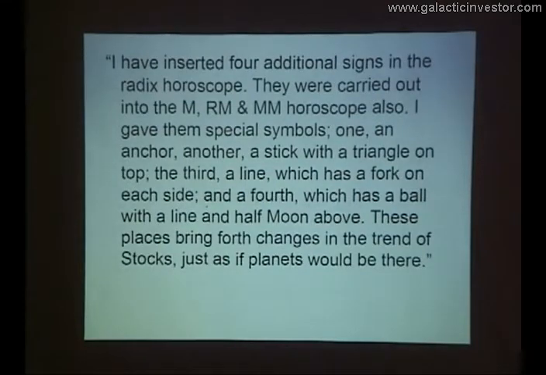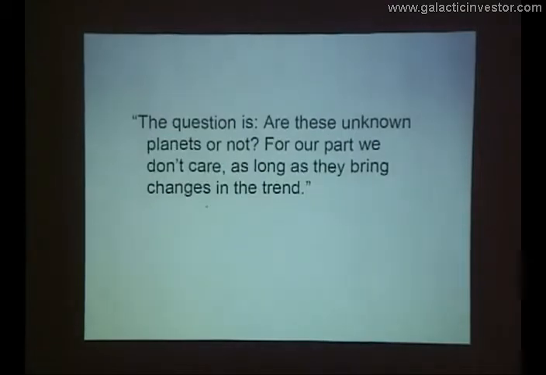I gave them special symbols. 1, an anchor. Another, a stick with a triangle on the top. The third, a line which has a fork on each side. And a fourth which has a ball with a line and a half moon above. These places bring forth changes in the trend of stocks just as if planets were there. This is what Bayer said. And he went on to say, the question is, are these unknown planets or not? For our part, we don't care, as long as they bring changes in the trend.